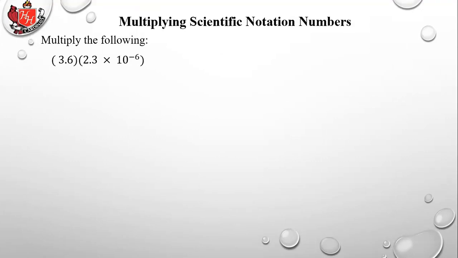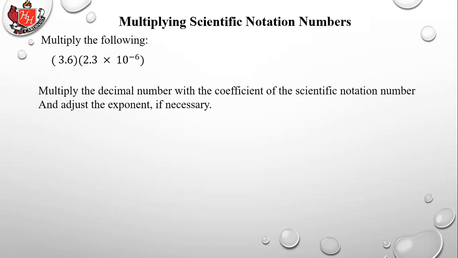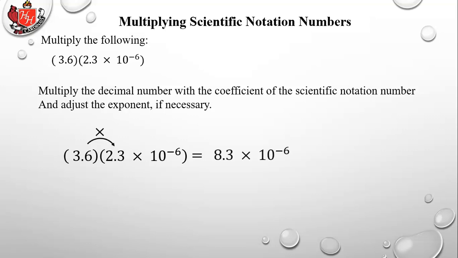Now, what if you have one that's in scientific notation and one that's in decimal? Multiply the decimal number with the coefficient of the scientific notation number and adjust the exponent if necessary. We'll talk about adjusting the exponent here in just a minute. So 3.6 times 2.3, you just multiply those two, and that gives you 8.3, and then you just leave the base and exponent the same, 10 to the negative 6. But there might have been a decimal adjustment, and we'll talk about that, as I said.